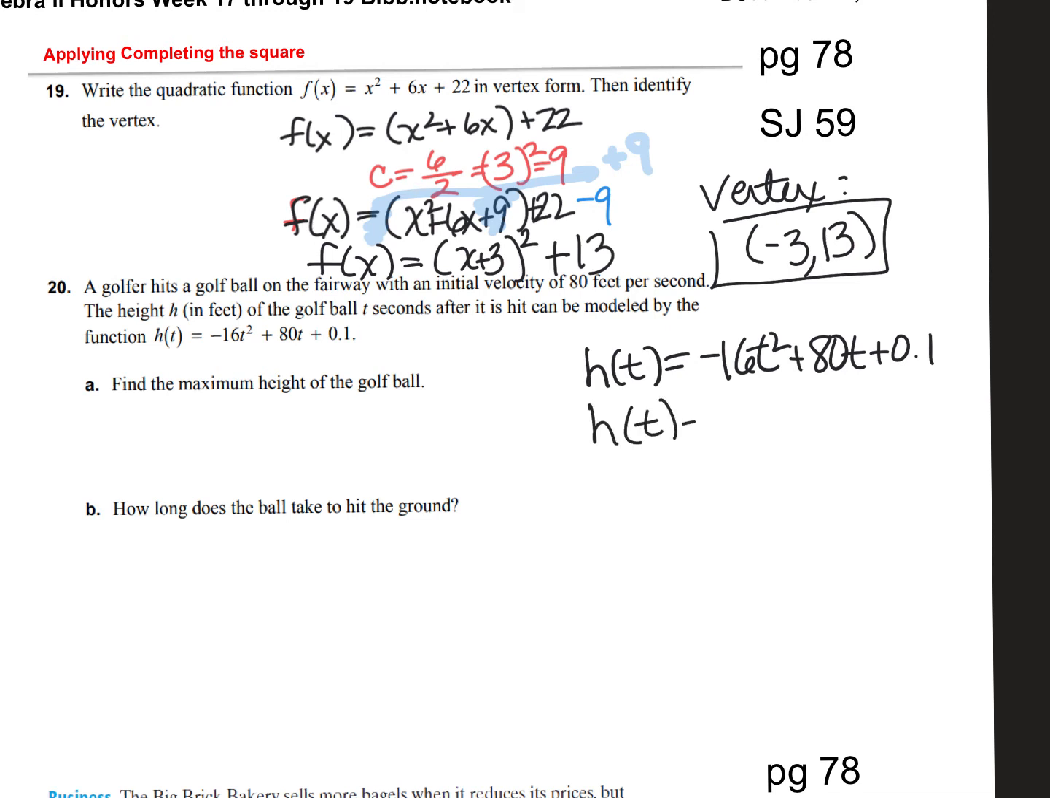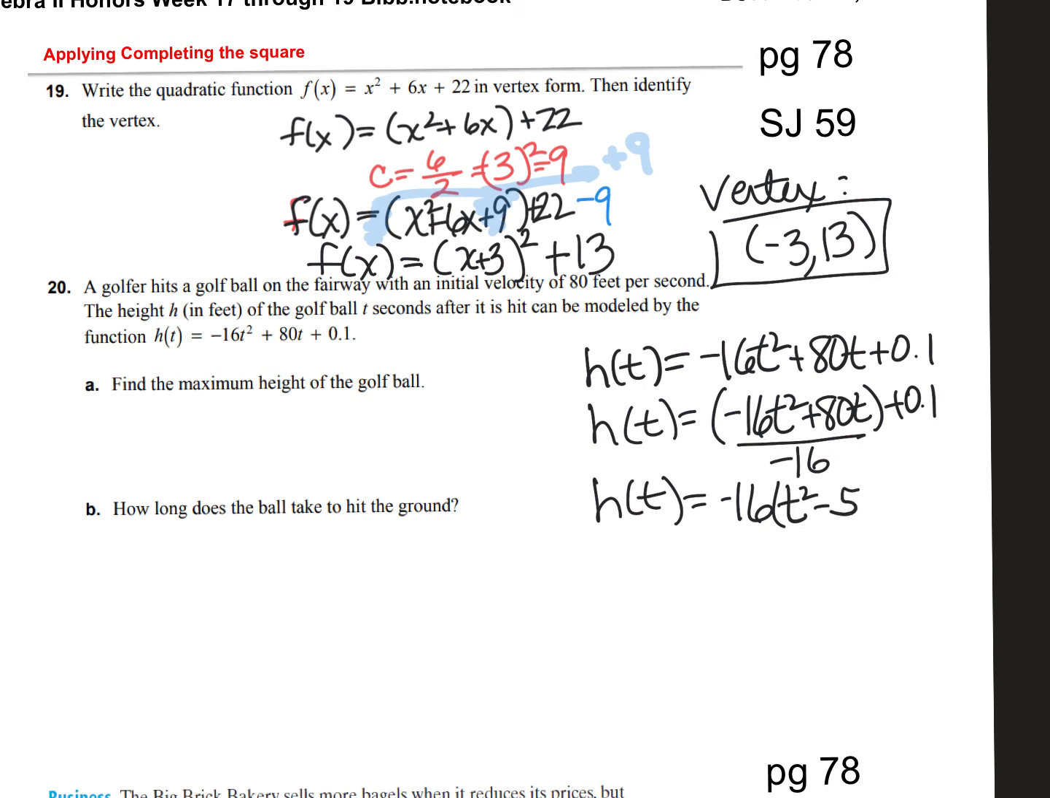H of t is going to equal, group those first two together, negative 16t squared plus 80t plus 0.1. Then I am going to divide these by negative 16. So h of t will equal negative 16 times the quantity t squared minus 5t plus 0.1. I'm going to find that new constant c.